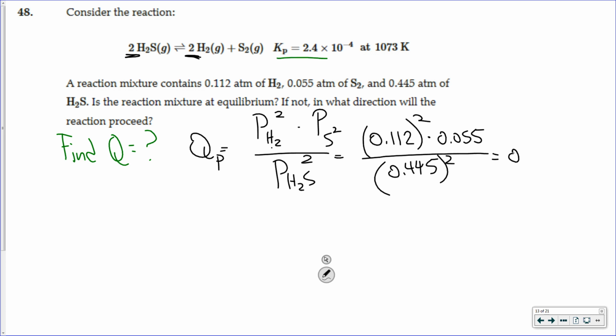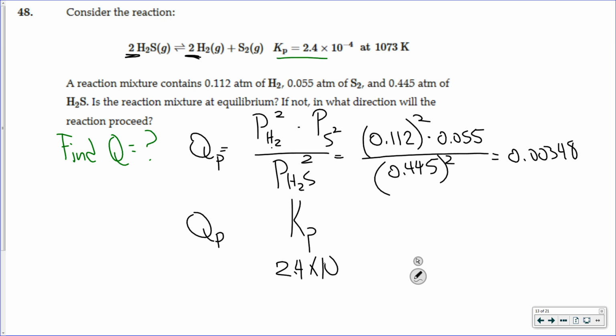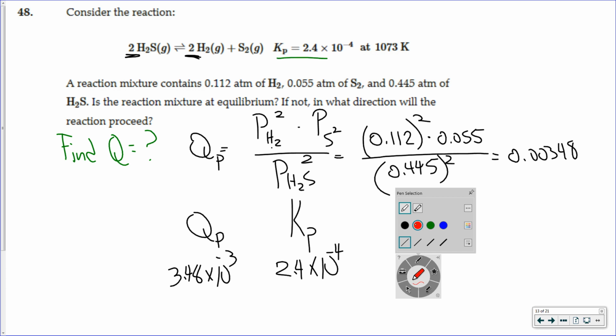And I get a small number, 0.00348. So in this case, I'm doing a comparison of Q versus K. The value for K sub P is 4.24 times 10 to the minus 4. And if I look at the value for Q, it's 3.48 times 10 to the minus third. Okay, so now I've got that.